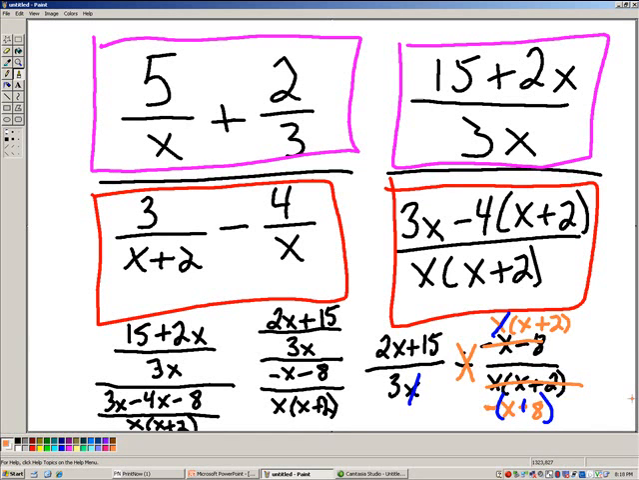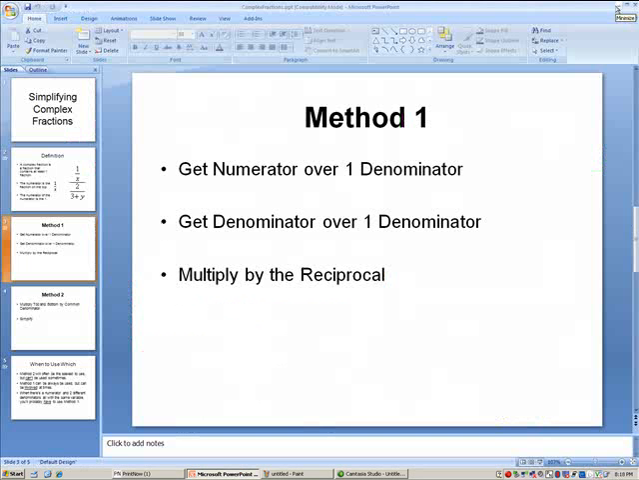Get the numerator to be over one denominator, get the denominator over one denominator, and then treat the complex fraction like a division problem and multiply by the reciprocal. Going back to the PowerPoint, get the numerator over one denominator, get the denominator over one denominator, multiply by the reciprocal. That's the first method. That method works all the time. It will never fail you.